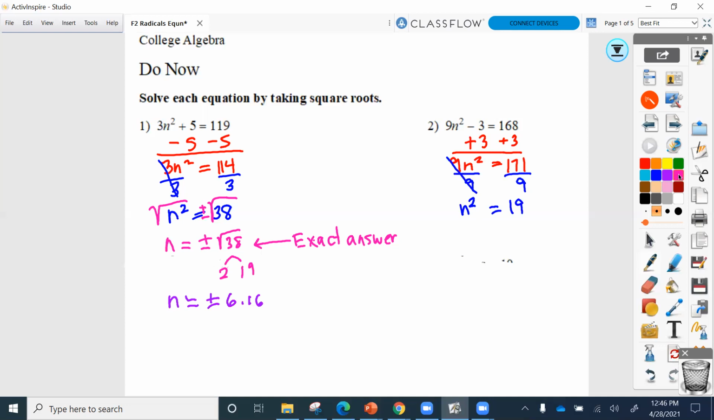From here, we're going to take the square root of both sides. Remember, you have to take the plus or minus. So you have n is equal to plus or minus the square root of 19. And as I mentioned, 19 is a prime number, so we know we can't break it down any further. All right, so to get an approximation of that, we would say n is about equal to plus or minus 4.36.